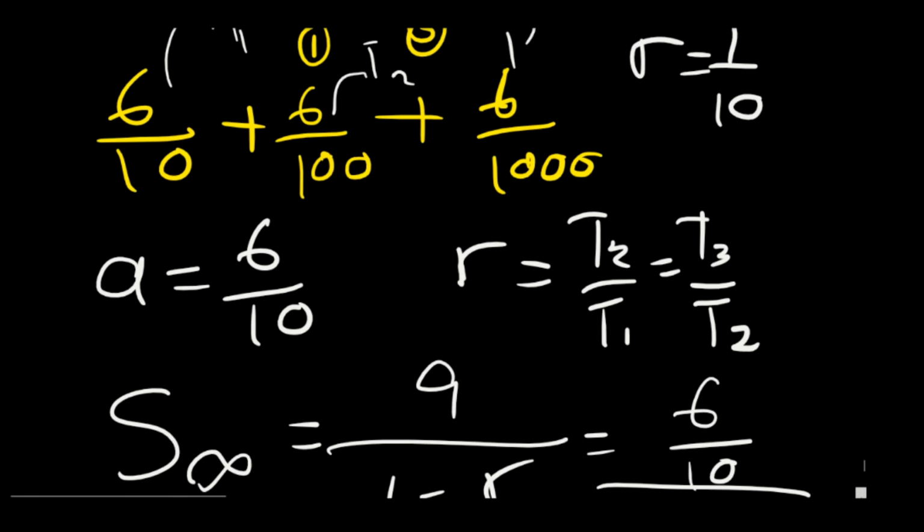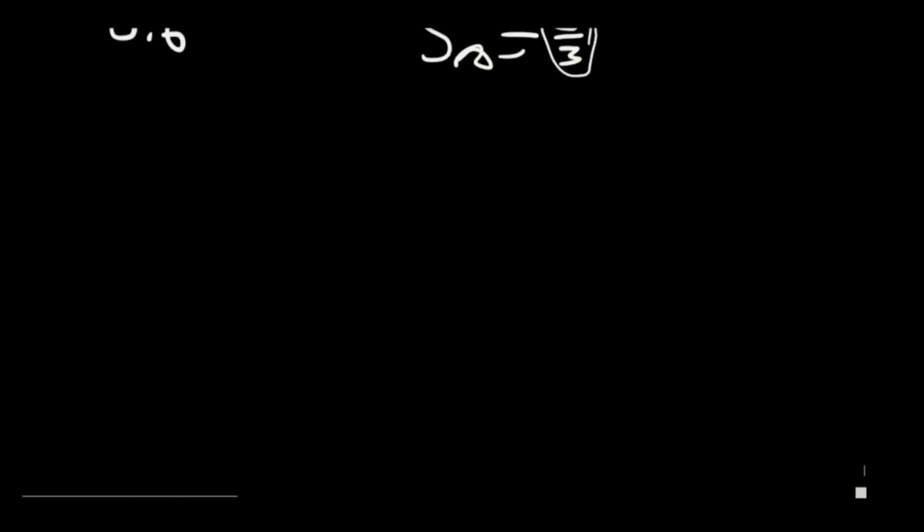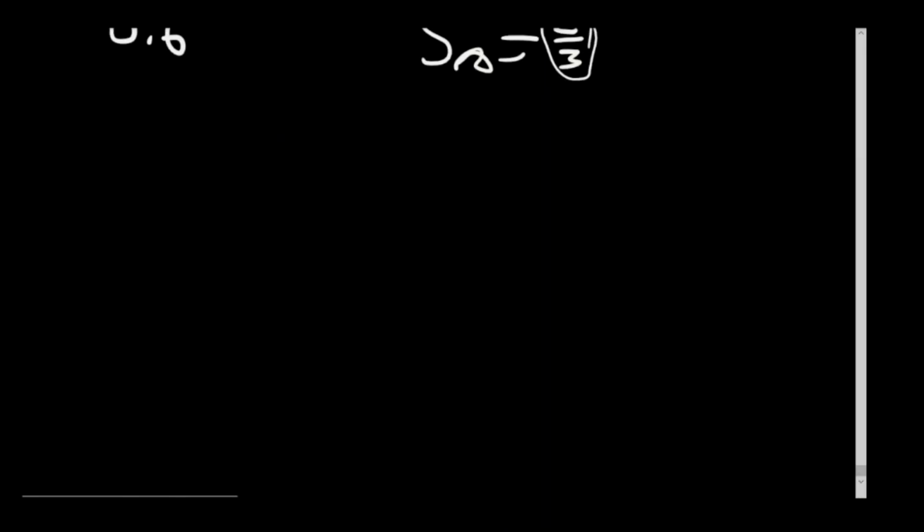Now I want you guys to try this one. It's a very interesting one also. It's 4.18, so these two are recurring. How do you solve this one? How do you write this in a fraction form? Please try it out. I'm going to explain it in another video. Check out the description in the comments. That's where you'll find the solution to this problem.